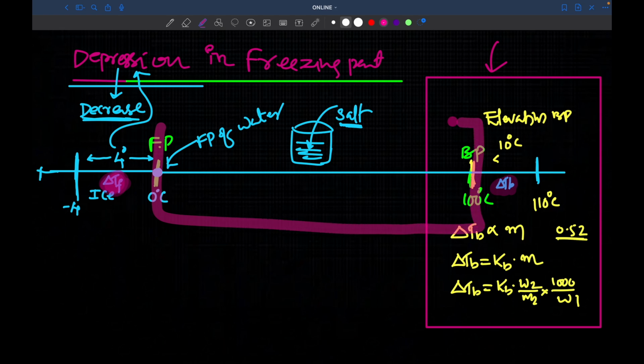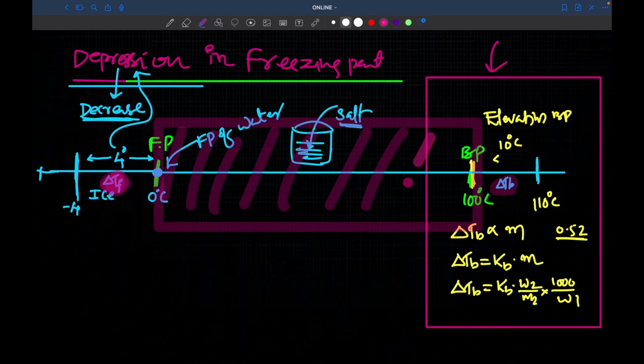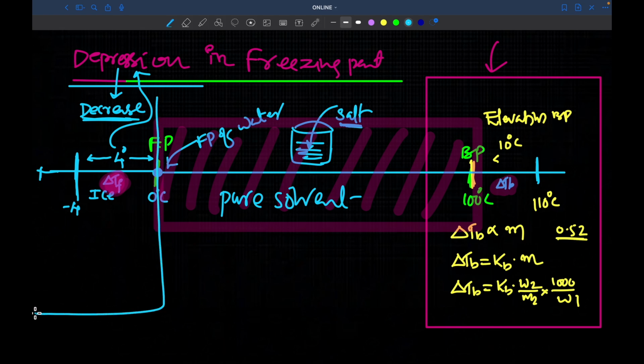But if you add salt to it, what happens? The boiling point. So this area, tell me, this area belongs to whom? This area belongs to only pure solvent. It's only pure solvent. But after this, this area is going to be elevation, and this area is going to be depression in freezing point. Let me make a box for this also here.